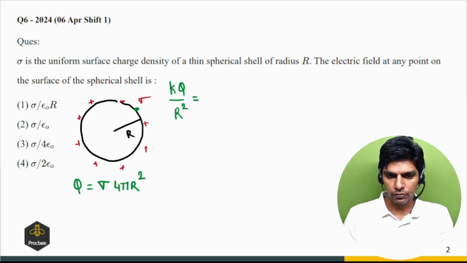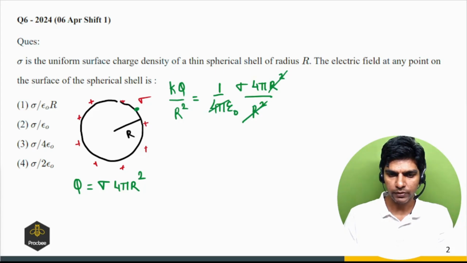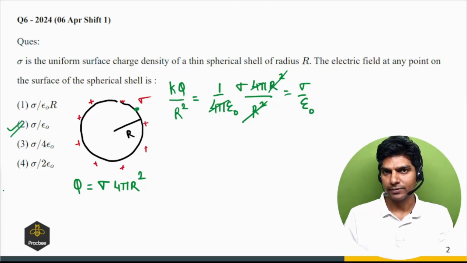Let us substitute the value. K is 1 upon 4 pi epsilon naught. Q is sigma times 4 pi r square, divided by r square. So r square will get cancelled out, 4 pi will get cancelled out. So it comes out to be sigma by epsilon naught. So option 2 is the right answer.